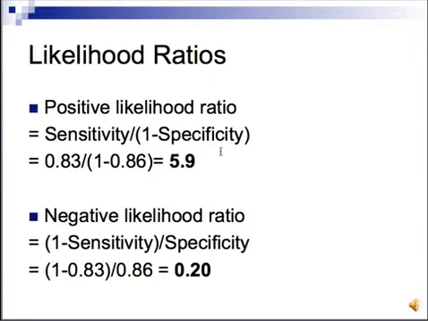So one's about them not having the disease, the negative likelihood ratio, and one's about them having the disease, the positive likelihood ratio. And we can see here that sensitivity and specificity, this is the formula here, are used to calculate likelihood ratios, and the numerator and denominator change slightly, whether it's a positive likelihood ratio or a negative likelihood ratio.